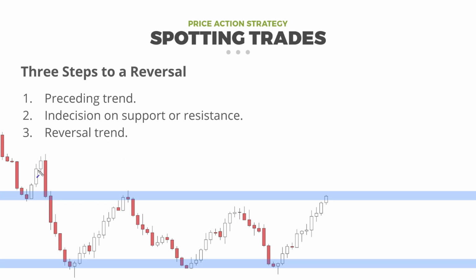Back to the arrow. So we went from a trend controlled by sellers, so bears being in control. They hit support. What is support? Support is a buy area. Support is where buyers take control of price, or where they attempt to take control of price. And in this case, they did take control of price. So we went from a seller-controlled trend to indecision on top of support to a reversal trend. That was a reversal trade. That is the 3 steps to a reversal trade.